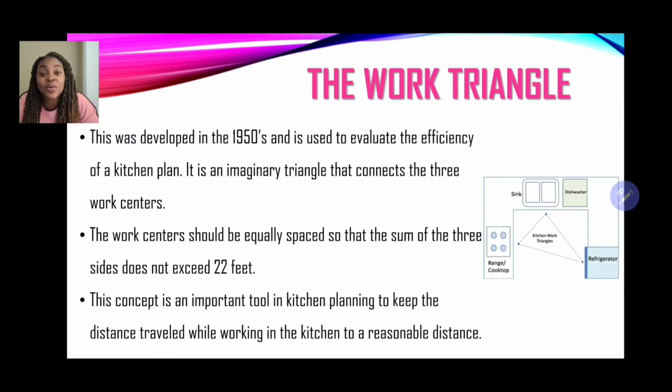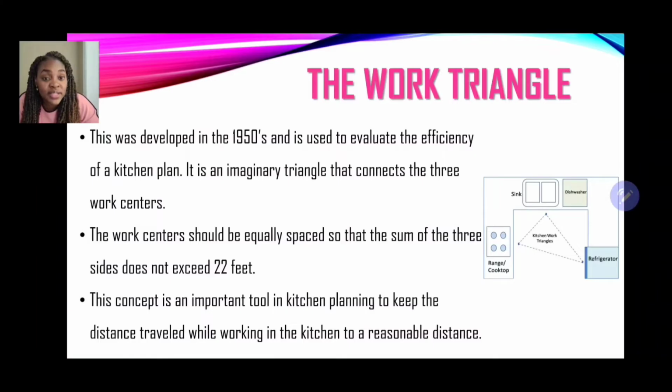Now guys, let us take our focus now to look at the work triangle. What is the work triangle? Now let's backtrack a bit to look at a little history of the work triangle, right? Now this was developed in the 1950s and is used to evaluate the efficiency of a kitchen plan. It is an imaginary triangle that connects the three work centers, right? So it's an imaginary triangle that connects what? Three work centers within the kitchen.